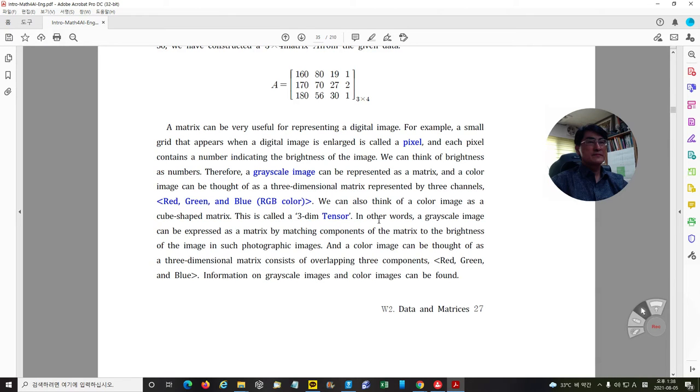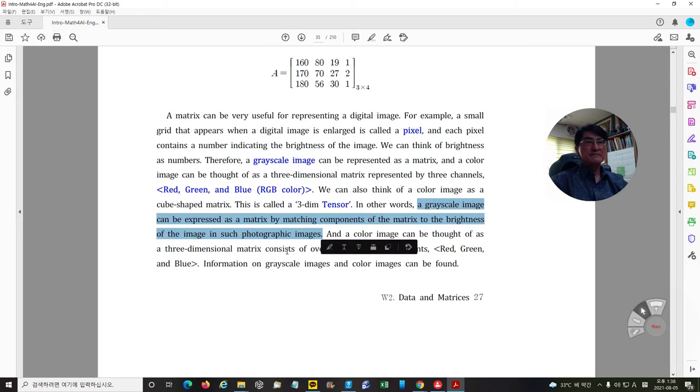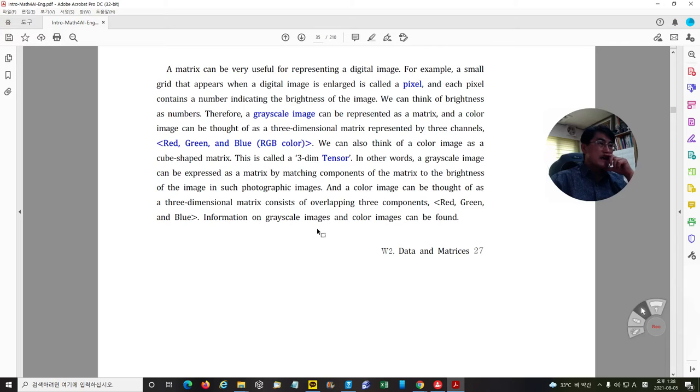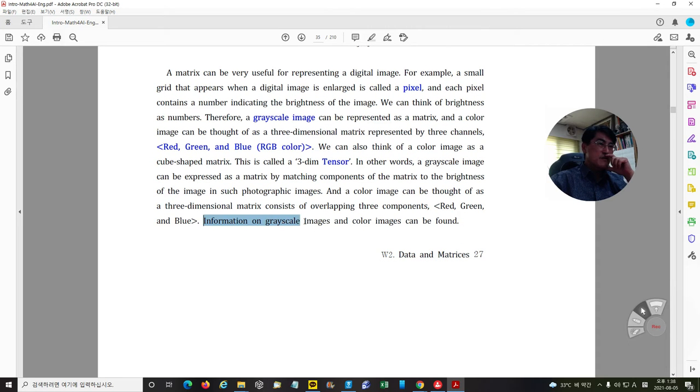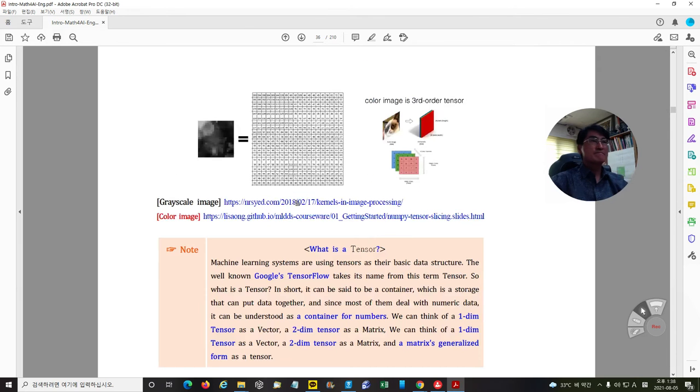In other words, a grayscale image can be expressed as a matrix by matching each component of the matrix to the brightness of the image in such a photographic image. The information of grayscale and color images can be found here. This black and white image can be written as an n by n matrix like this, and the color image has RGB, an n by n matrix in three dimensions.